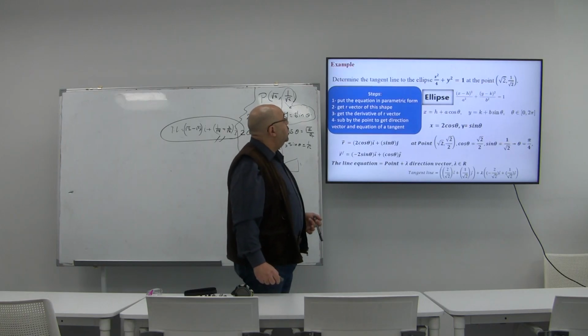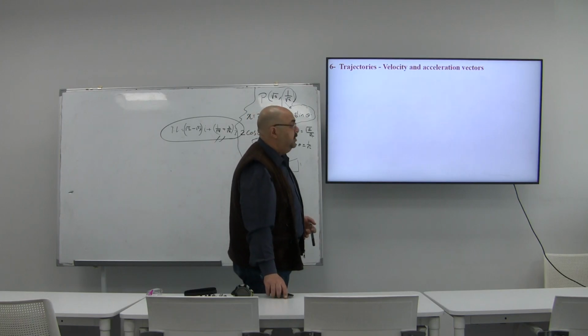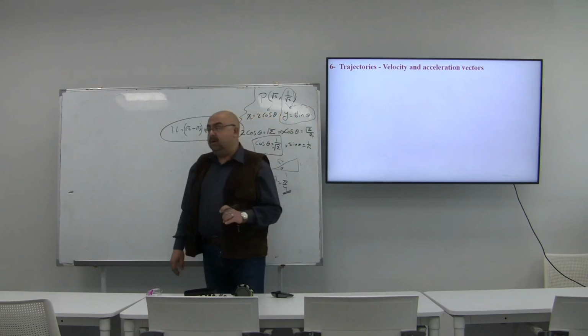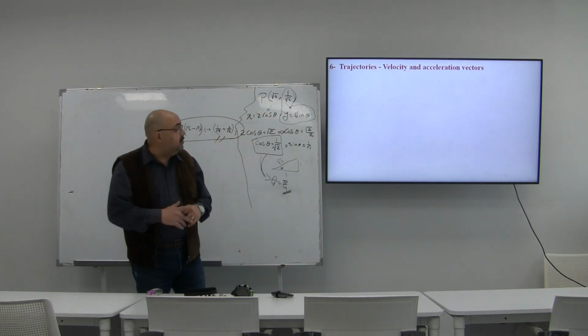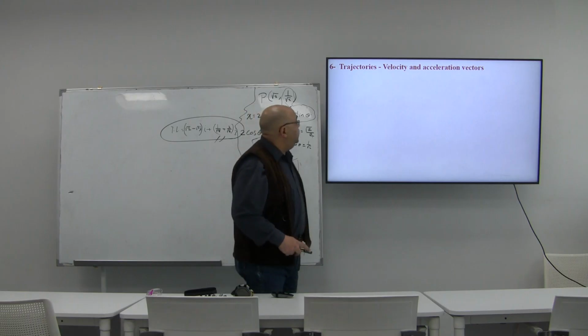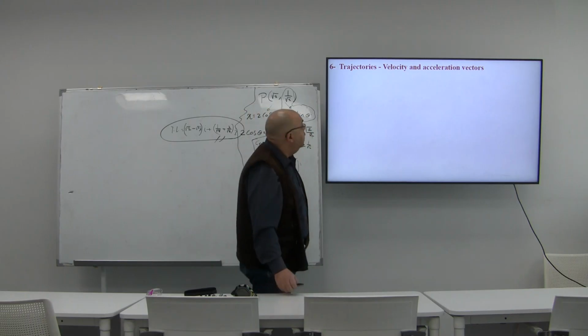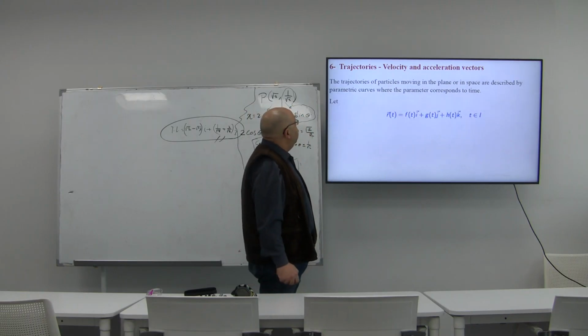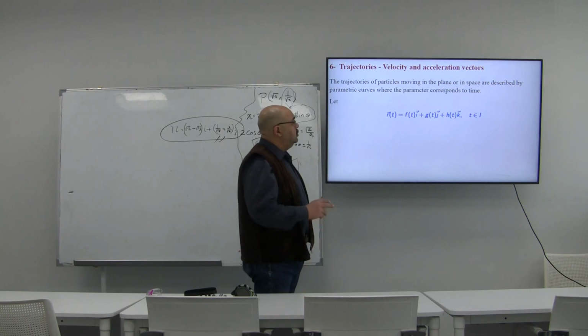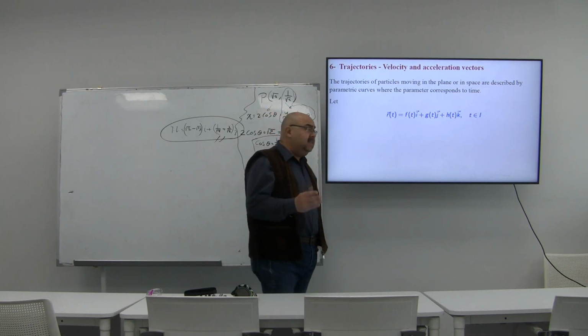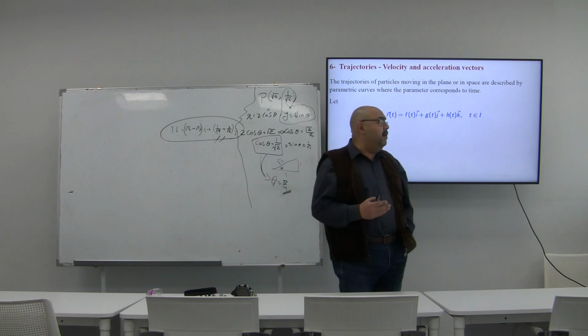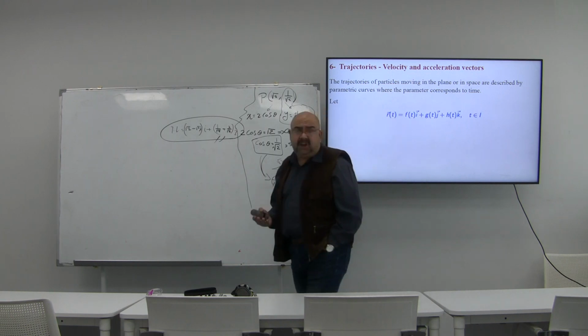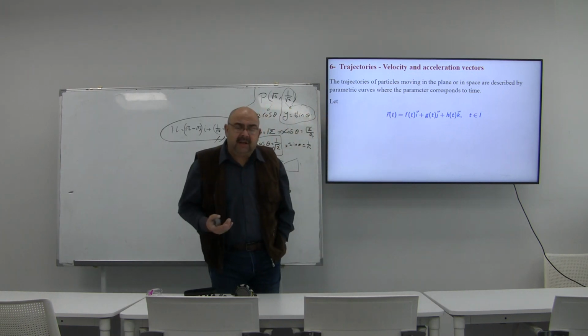Now going to the second bullet in our discussion today, which handles trajectories, velocity, and acceleration vectors. The trajectories of particles moving in plane or space is a concept in the parametric representation, or in spherical coordinates, or in cylindrical coordinates.